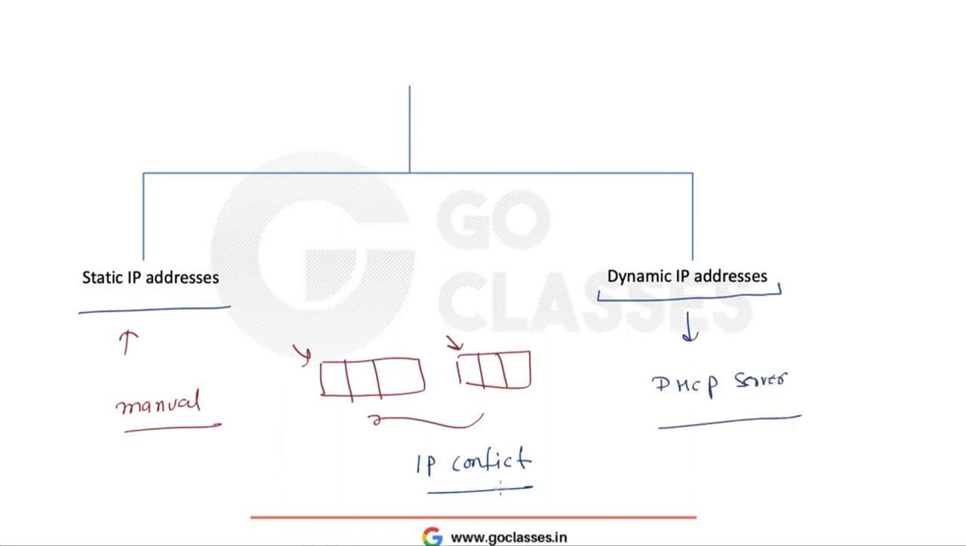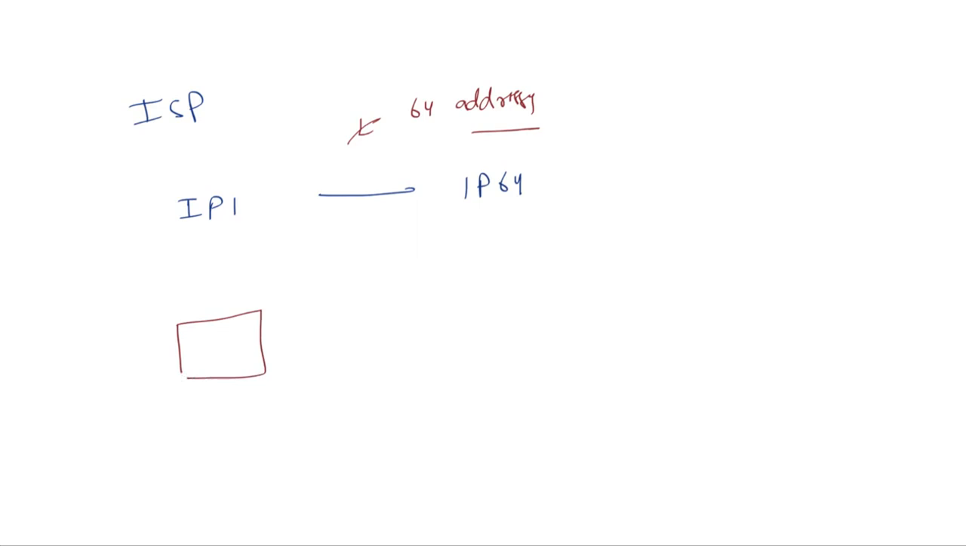Now what it does: suppose that you are an ISP and you are given some set of IP addresses. Let's suppose from IP1 to IP64, or there could be any number of addresses. I'm just assuming you are given 64 addresses. And whenever a computer connects to the internet in your organization, you assign one of these IP addresses to the computer. So this is done by the DHCP.